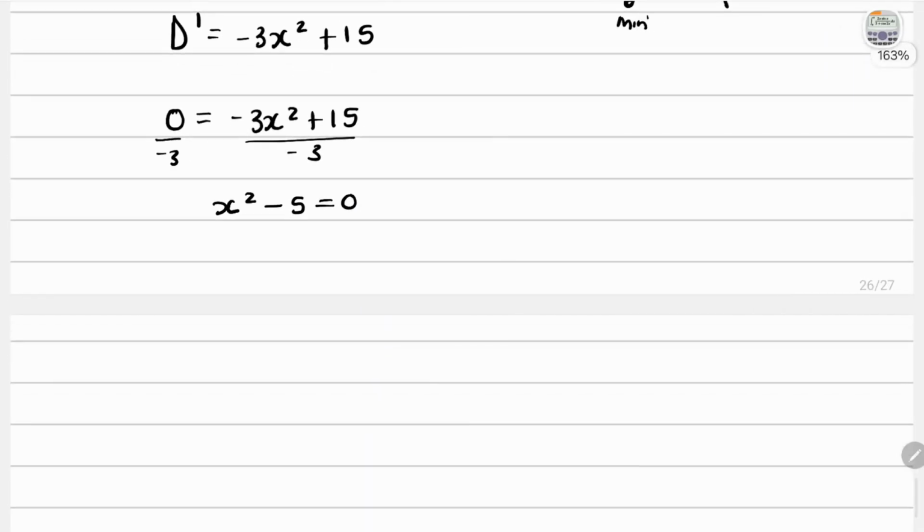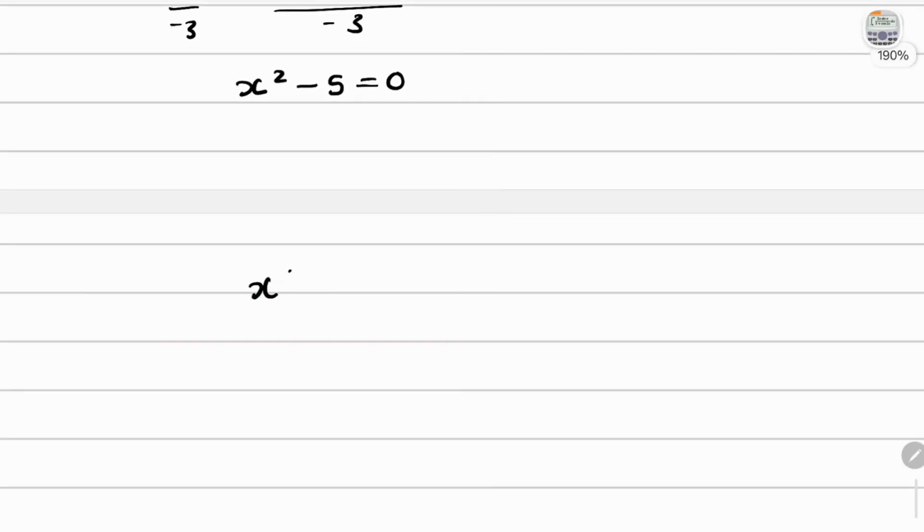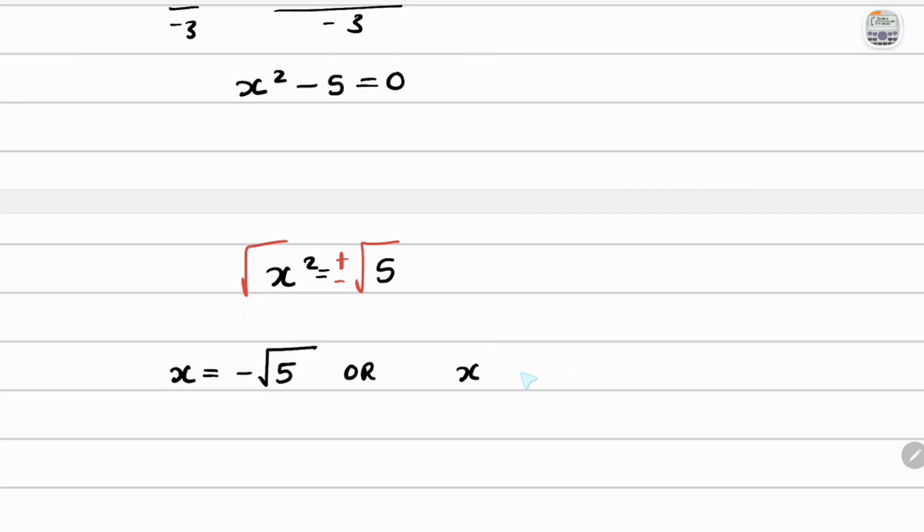And then solve for x. Okay, so not a square number, but you can still solve for x. You can take negative 5 over. So x squared is equal to 5. Then square root both sides. But this is an equation, so you need to consider the positive and negative solution. So x is equal to either the negative square root of 5 or the positive square root of 5.